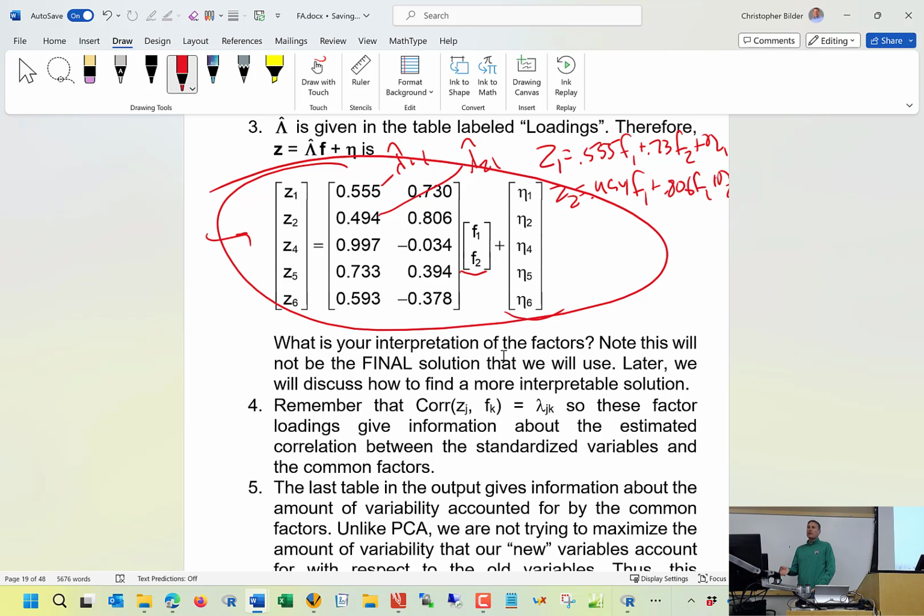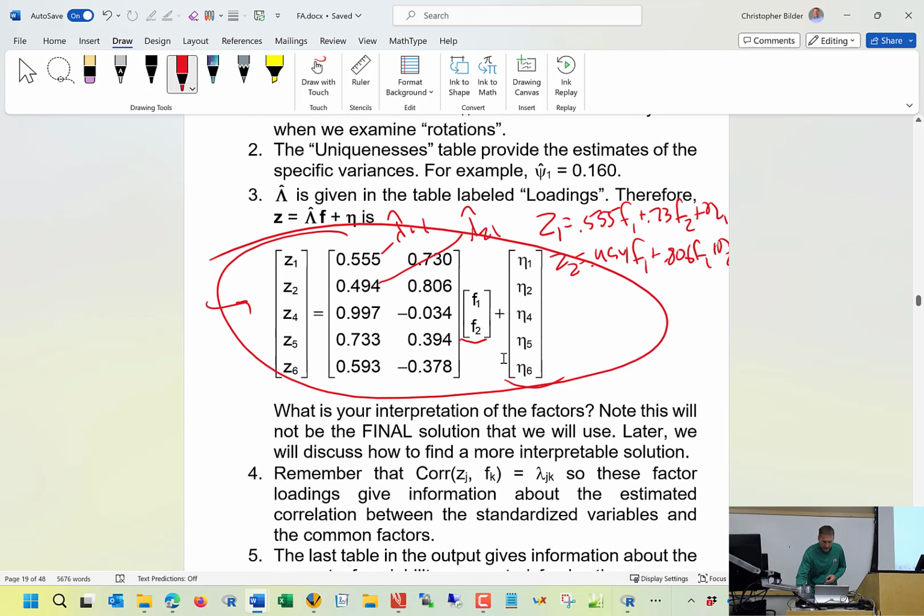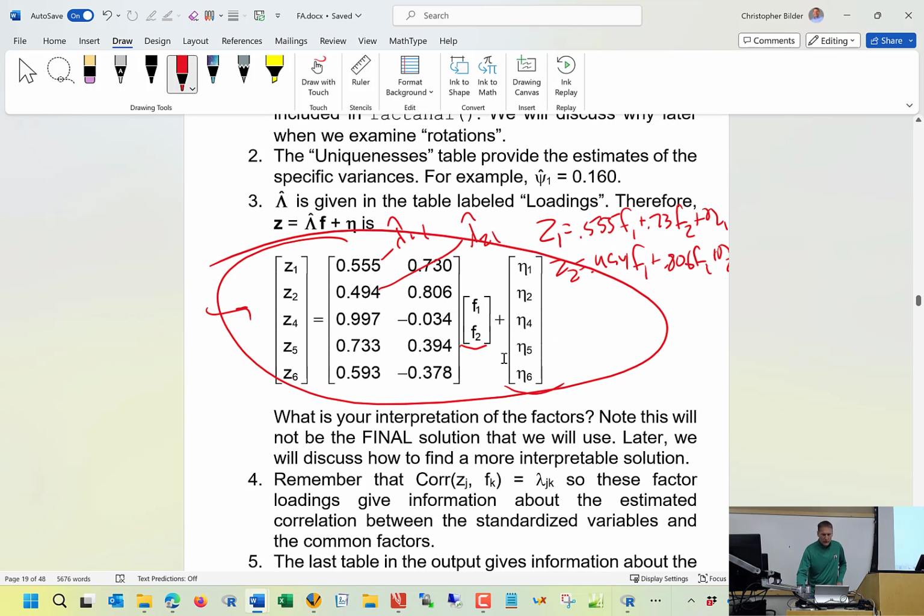And the reason why we want to be able to write out the model like this is so that we understand, okay, this is how factor analysis is saying that Z1 comes about, how Z2 comes about. But also, now we can start thinking about how can I interpret F1 and F2. So let's see here. What would you say that F1 is essentially representing here?